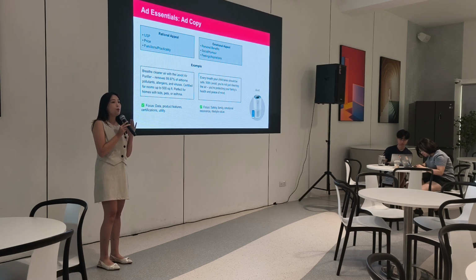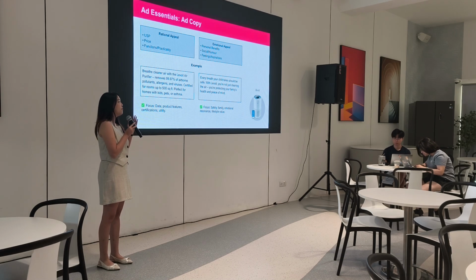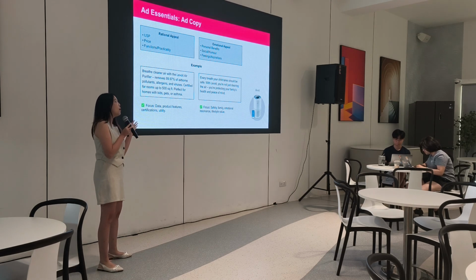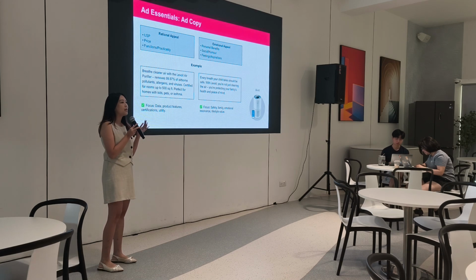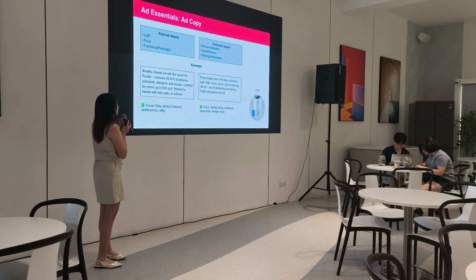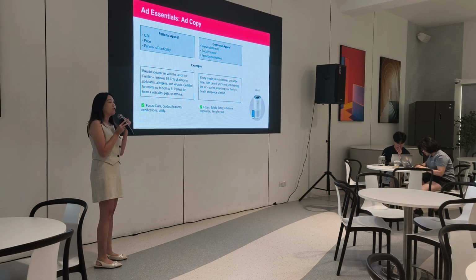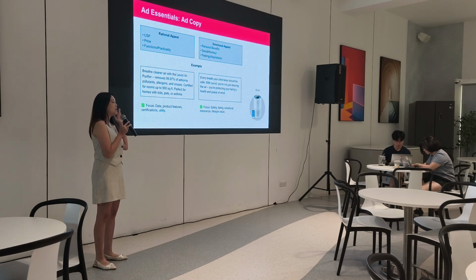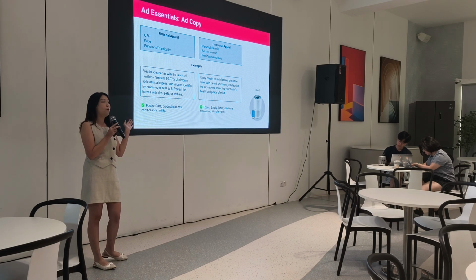For rational appeal, we focus on the logic and practical. Let's say today I want to write an ad copy for a Leroy air purifier. If I'm using rational appeal, I'll be focusing on the USP, the price, the practicality, and how it can solve a specific problem. I focus a lot on data, saying that it will remove 99.97% of air pollutants. I focus on the product features and certification. It's certified for rooms up to 500 square feet, and it's perfect for homes with kids, pets, and asthma. So these are the things that I will focus on if I'm using rational appeal.